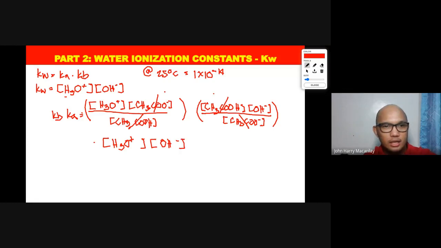So this means that your Ka times Kb is also equivalent to your Kw. So Kw, or water ionization constant, is equivalent to Ka times Kb, or hydronium ion times your hydroxyl ion. Alright? So there's another method to prove this one, which is this one.